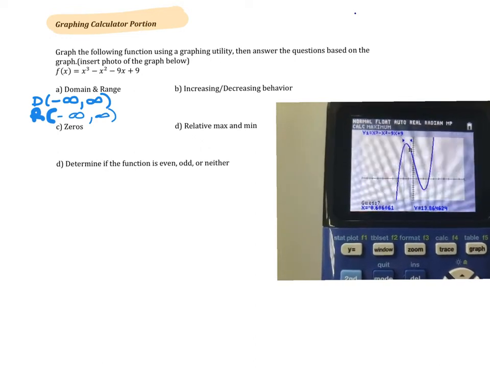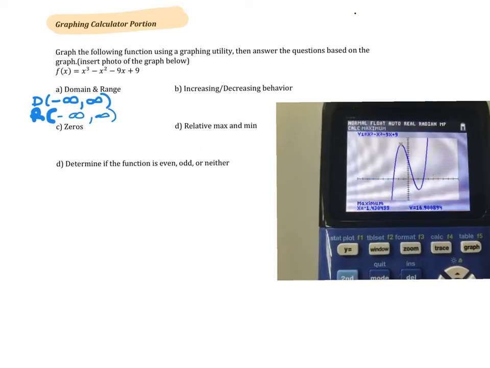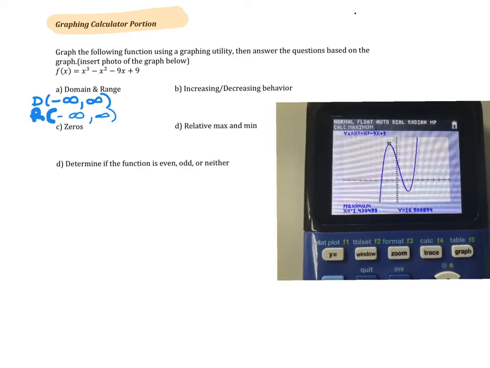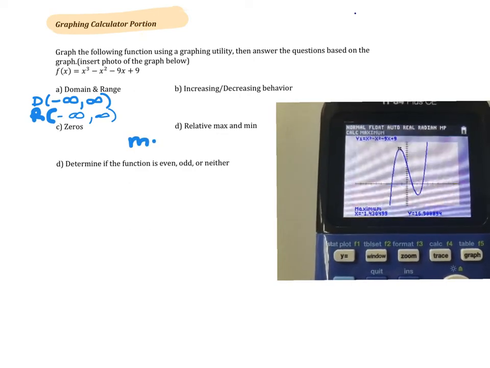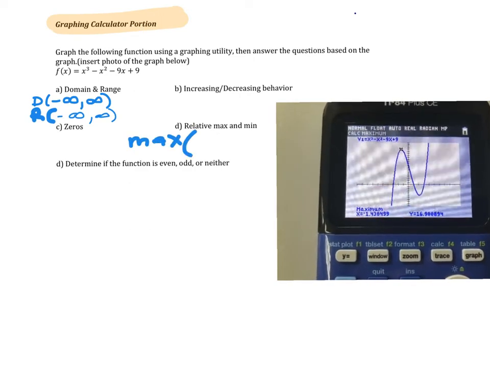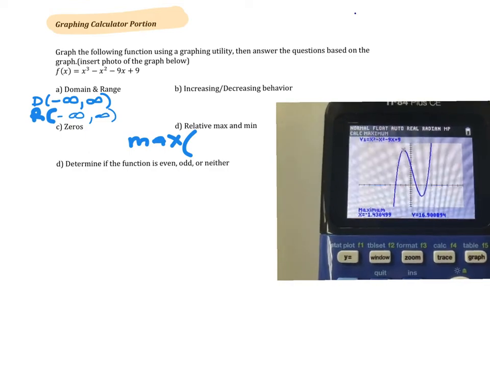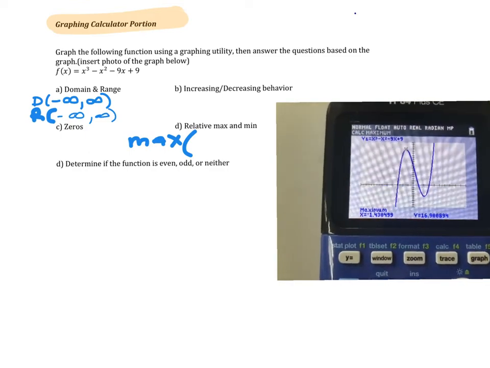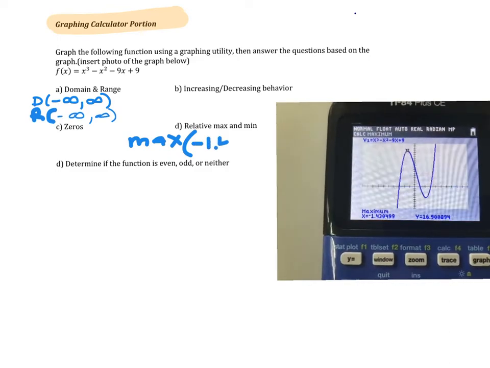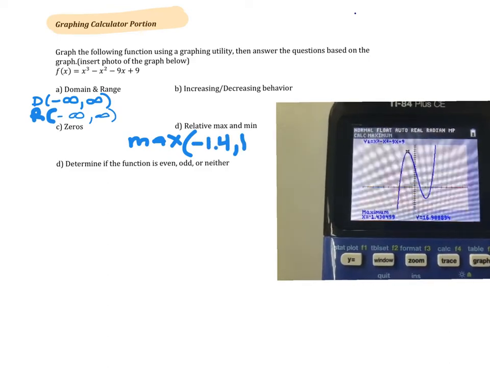And then it's asking me, do you want me to guess? Yes, I'm ready for you to guess. Hit enter, and it takes you directly to that maximum point. So I'm going to write my max at, and it's going to say rounded. I think it says round to 1 decimal place. Just pay attention to the directions on the test. But this would be negative 1.4 and positive 16.9.